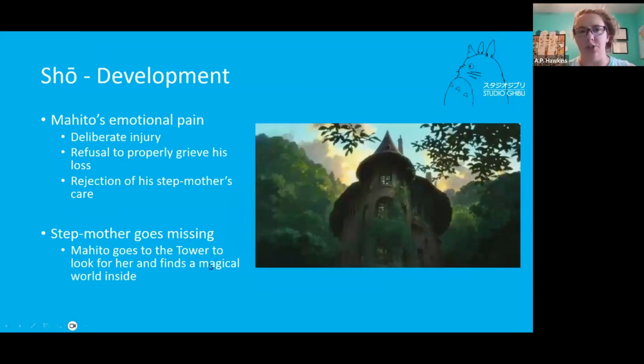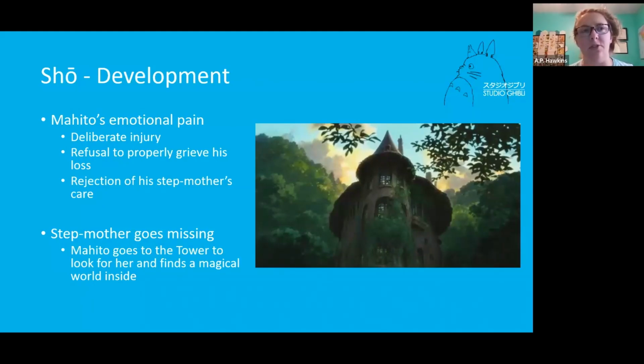Then we're getting the sho, the next part of the story, the development. And this is where we learn more about Mahito's emotional pain. In this section of the story, he deliberately injures himself. That is the first time that we really see how much he's struggling emotionally. He's refusing to properly grieve his loss because he's having to be strong, and his entire life has been upended, and he's just a kid. His entire life has been upended practically overnight.